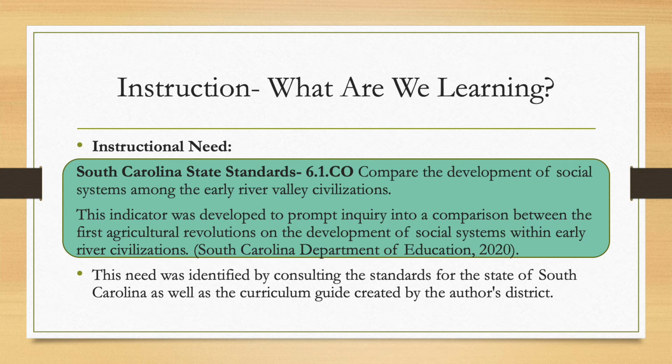This standard requires students to compare the social systems of the 4 early river valley civilizations. The need was identified by consulting the standards for the state of South Carolina, as well as using the curriculum guide provided by my school district.